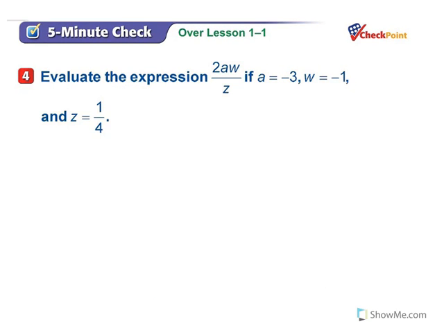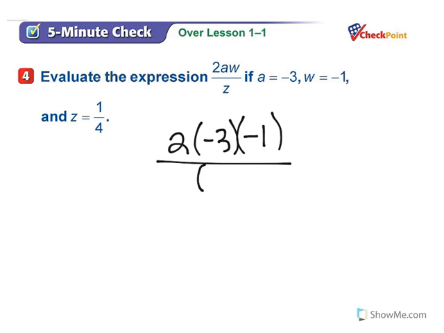Number 4. Evaluate the expression 2aw divided by z if a is negative 3, w is negative 1, and z is 1/4. First, we will plug in our numbers using parentheses. 2a is negative 3 times w, which is negative 1, divided by z, which is 1/4. Okay. First, we will evaluate the top, and then we will evaluate the denominator.